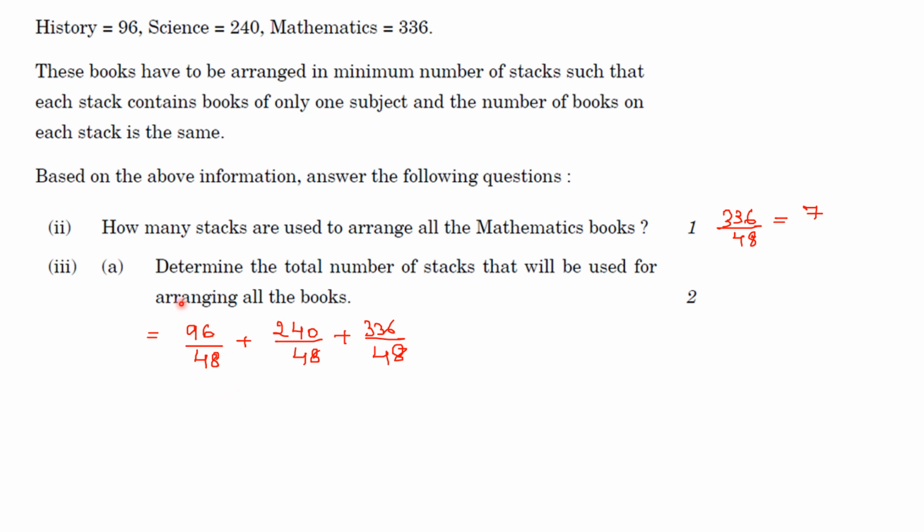It means you have to distribute equally, 48, 48 of all these books. So I'm dividing it. Whenever you have to do equal distribution, you have to divide, right? So 96 divided by 48 will give you 2. 240 divided by 48 is 5 and this is 7. So you will get 14 stacks are needed to keep all the books. Clear? So this is the case study question. So I hope it is clear to everyone.